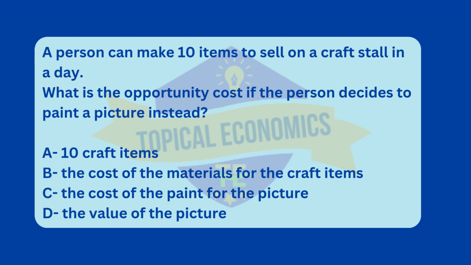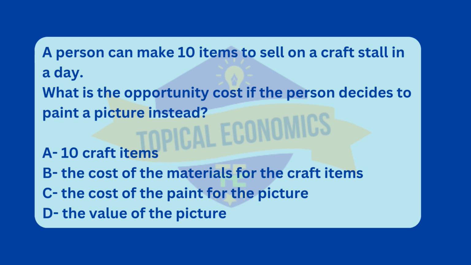Therefore, the opportunity cost is the value of the 10 craft items that the person could have made and sold, but did not because they decided to paint the picture instead. Analyzing the other options. Option B. The cost of the materials for the craft items is incorrect, because the cost of materials is a direct cost of making the craft items, but not the opportunity cost.